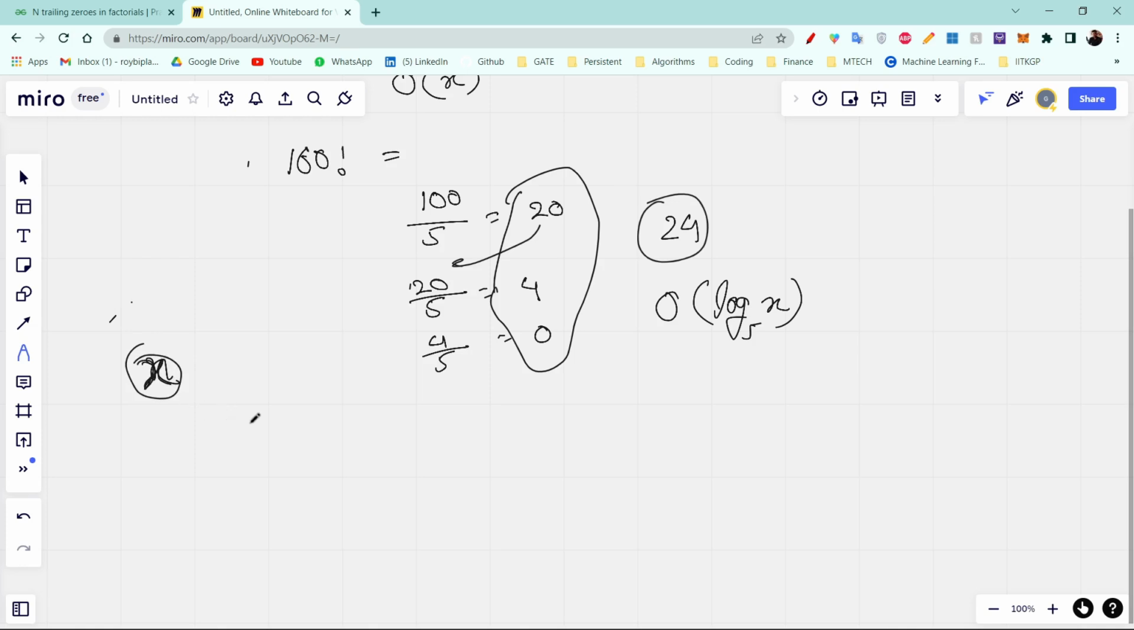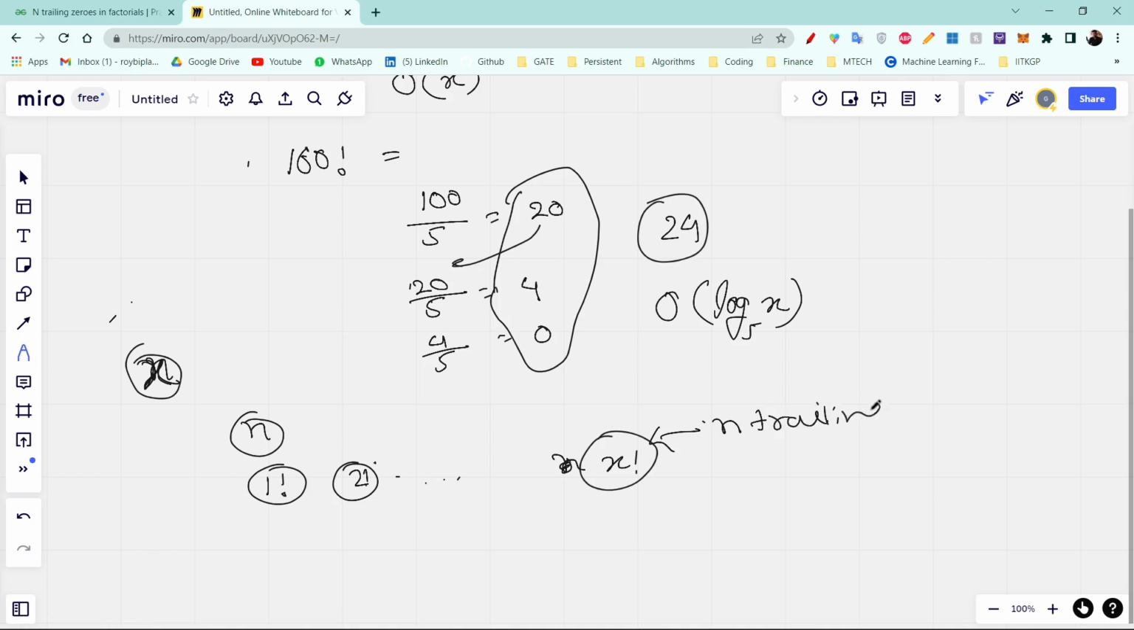Now the question says the total number of trailing zeros is n. So what you can do, you can go for a linear search. How, like you can search how many trailing zeros 1 factorial has, how many trailing zeros 2 factorial has, all the way till the time you get a number where we have n trailing zeros. Some x factorial, let's say it may have n trailing zeros.